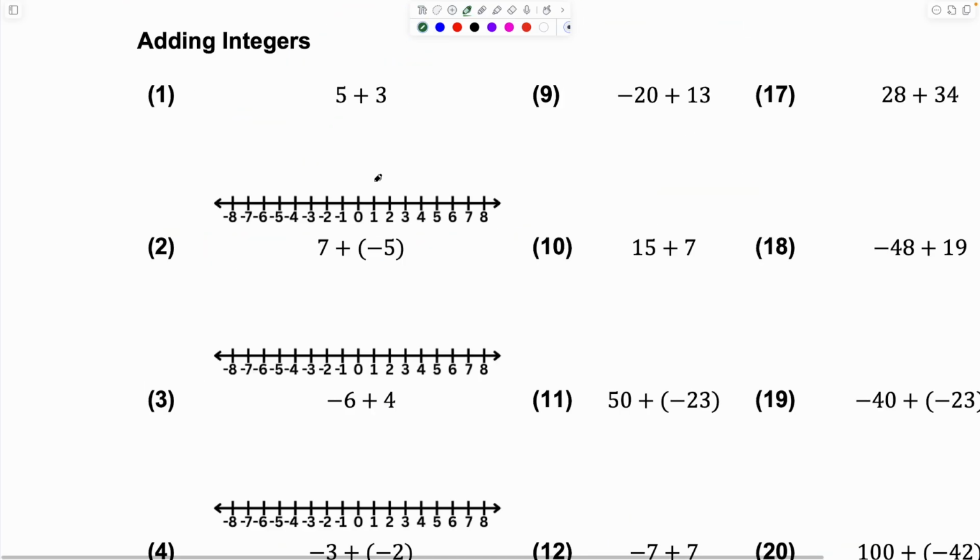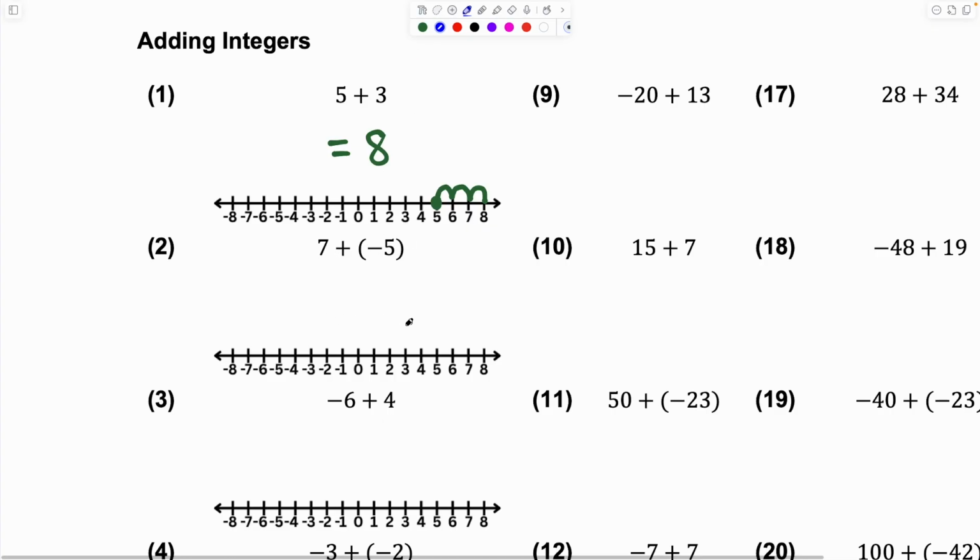So now we're moving on to the adding integers section. Starting off here with question 1, we're going to do 5 plus 3. And for the first few examples here, I want to use the number line to outline what's going on. So 5 plus 3, we start at 5 on the number line, and then plus 3 tells us to go forward 3 units. So we go 1, 2, 3, and this tells us that 5 plus 3 is equal to 8.